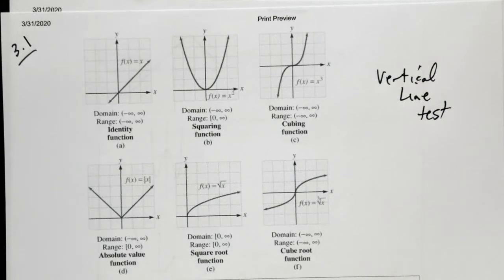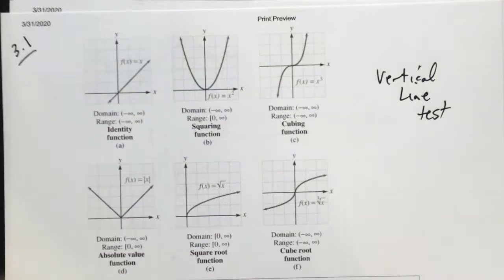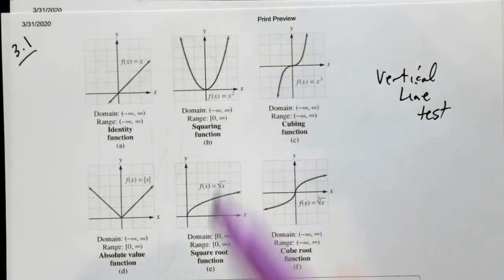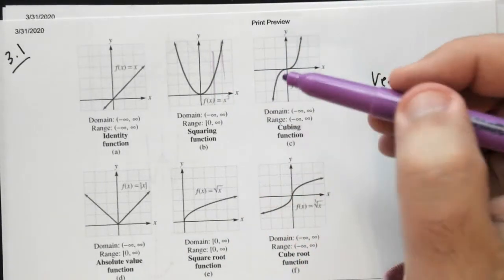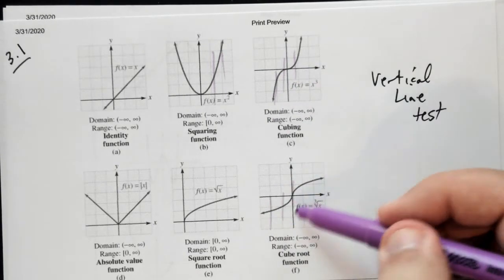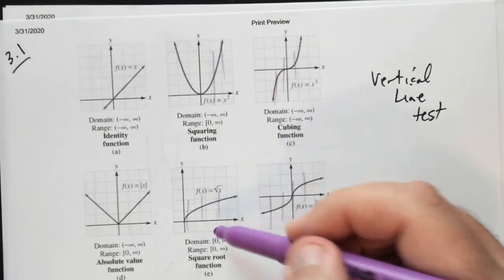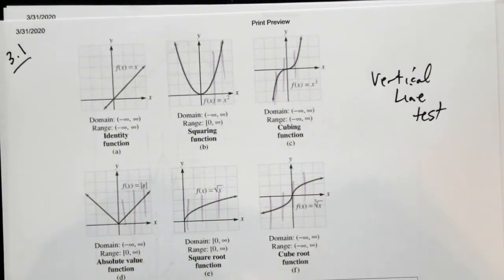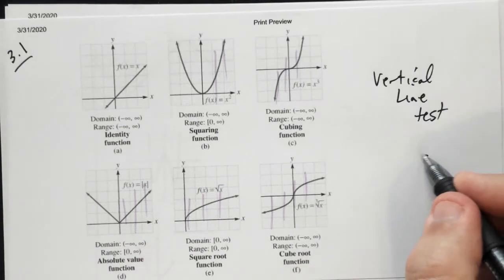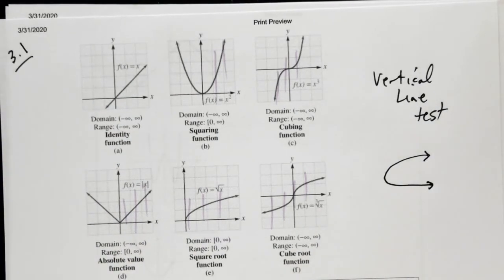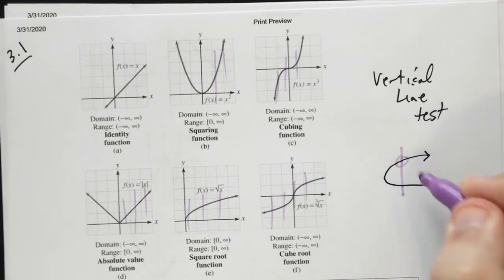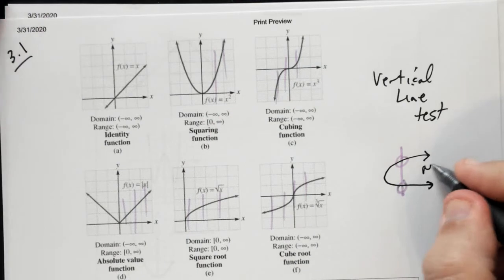This is a test that we can use on pictures to tell whether or not something's a function. The rule is this. If I draw a vertical line and it touches more than once, then it's not a function. If you look at all of these, they are functions because these go in your calculator. Notice there's a vertical line, it touches once. They only touch one time. Every time I draw a vertical line, it only touches once. Those are all functions. But if I draw something that looks like this, it's a sideways parabola, right? And we draw through here, notice two touches. This is not a function.